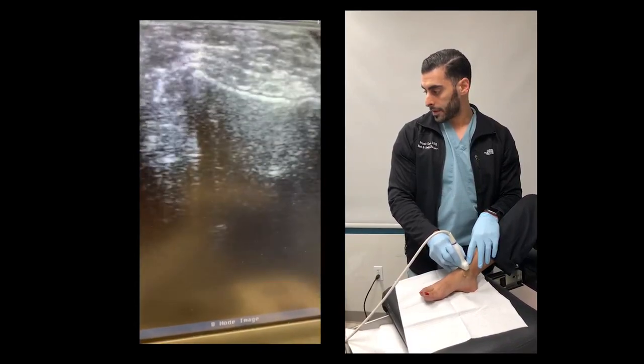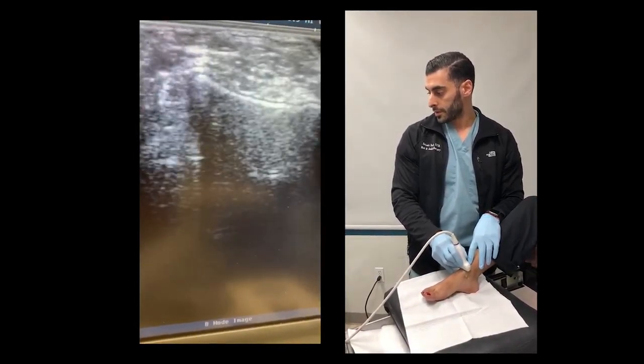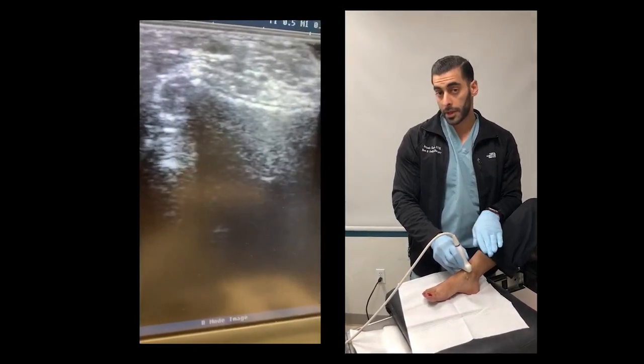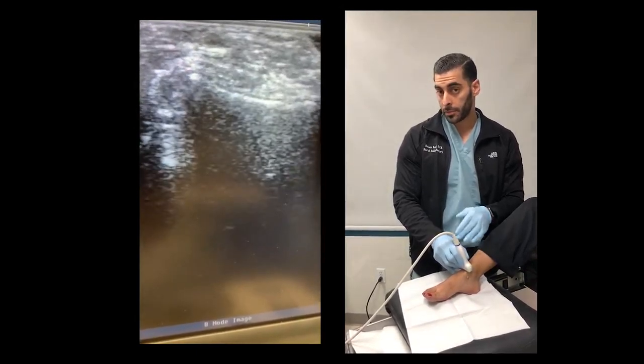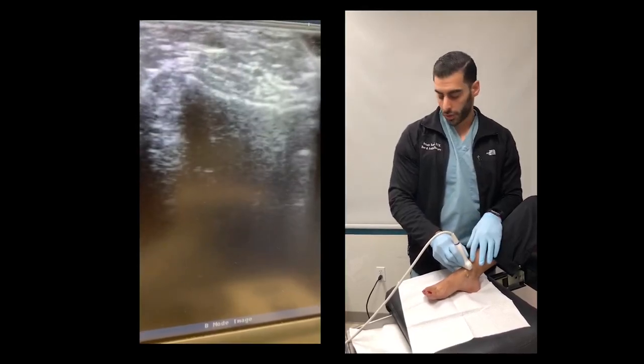And from there, you can see the two other round structures. So tibialis anterior medially, and then the EHL in the middle. And then laterally you have the extensor digitorum longus tendon.